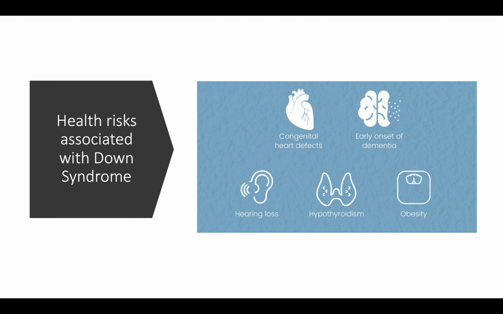Because Down syndrome has an effect on almost every organ system in the body, people with Down syndrome will tend to have a lot of health risks, such as congenital heart defects, early onset of dementia, hearing loss, hypothyroidism, obesity, and other things like leukemia and sleep apnea, because their tongue tends to be a little bit bigger. That's why they develop sleep apnea. They also tend to get sick a lot more often.